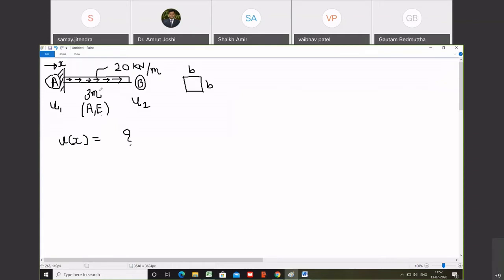Okay. So every 1 meter run on this beam and you are going to get an increment of 20 kilonewton in axial force. Are you with me? Okay, so let us proceed further. Now, let us say U1 is the x directional displacement at end A and U2 is the x directional displacement at end B. Now the question that I am going to ask you is, how does this u, that is the x directional deformation at a point, vary from u1 to u2?